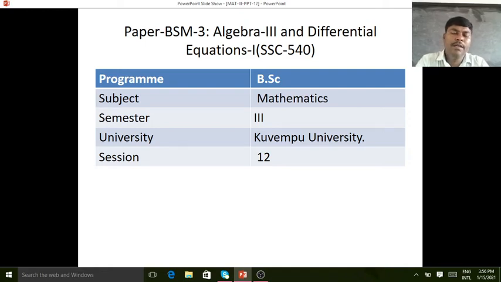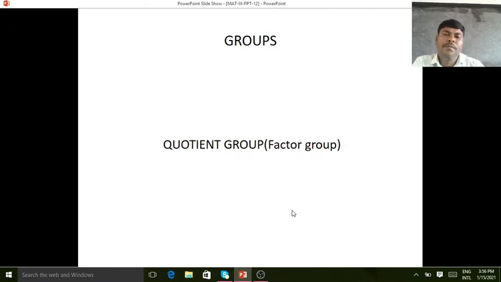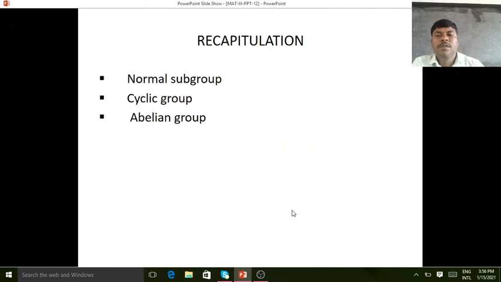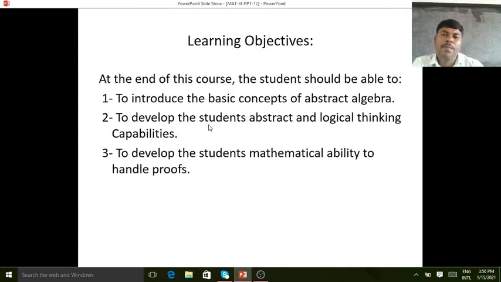Hello to everybody. Today we have to discuss some examples on quotient groups. Recapitulation: normal subgroup, cyclic group and abelian group.